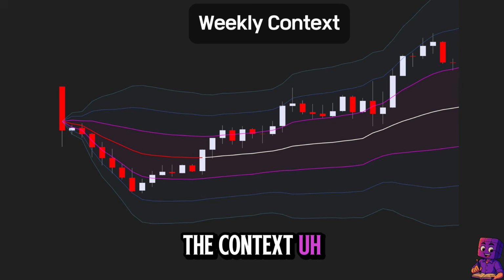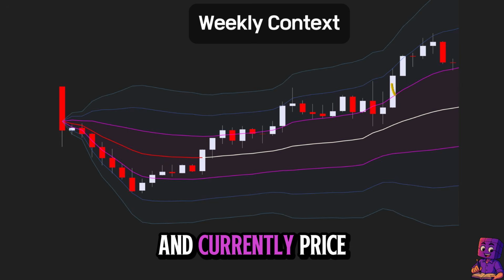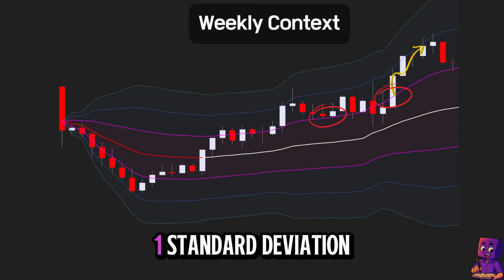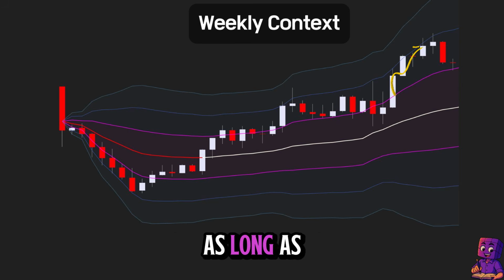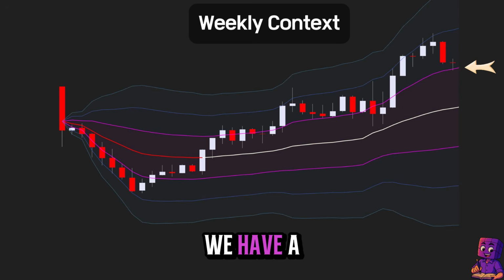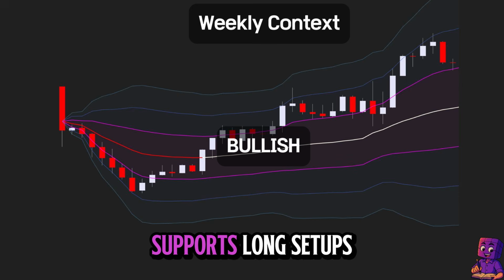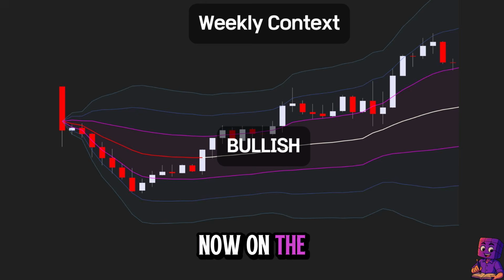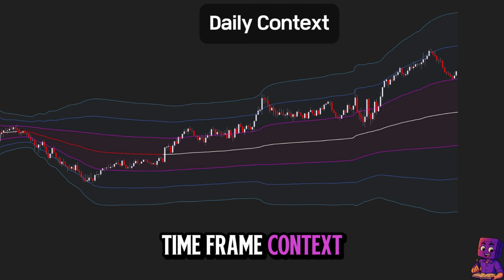The context switched from imbalanced down to balanced, and currently price broke the +1 standard deviation. So the current context is bullish. As long as price holds the +1 standard deviation, we can say we have a trend up and we favor buy trades. The weekly context is bullish and supports long setups. Now on the daily VWAP, we are waiting for a nice buy trade that is supported by the higher time frame context.